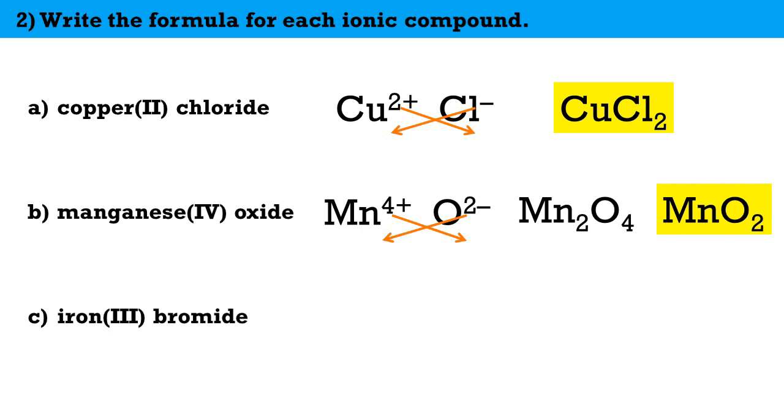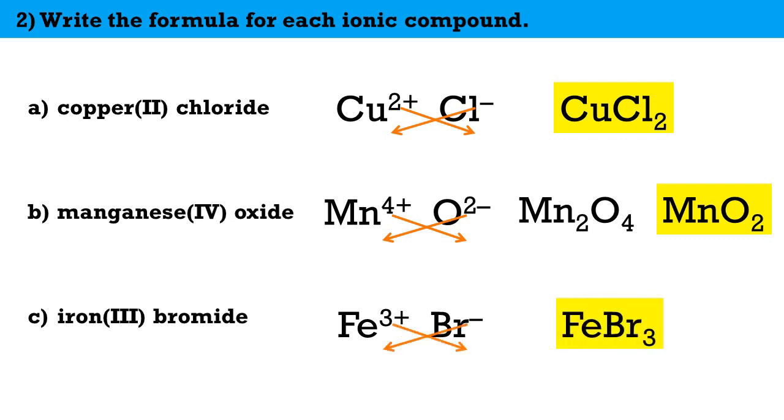Letter C, iron 3 bromide. The formula of iron 3 is Fe3+, while the formula of bromide is Br-. By using the crisscross method, the formula will become FeBr3. This is already the smallest whole number ratio, so this is the correct chemical formula.